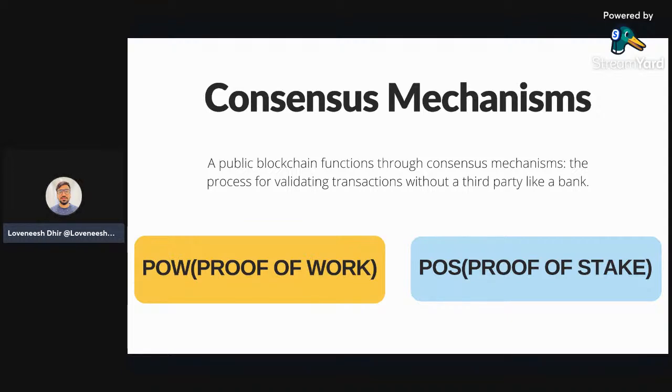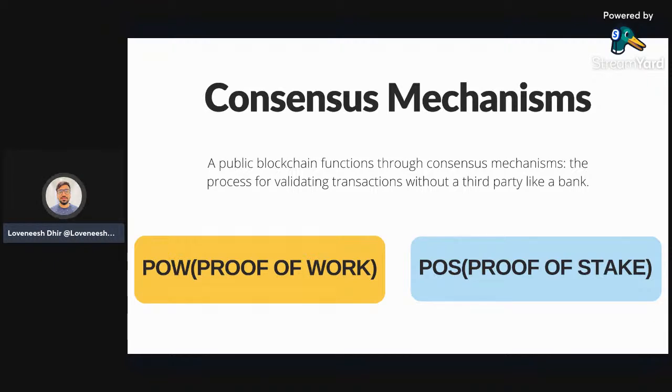So let's say that someone wants to mine bitcoin or any other cryptocurrency like ethereum. Ethereum also uses the proof of work mechanism as of now, but it is looking forward to stopping it in the coming days. Computers have to solve a mathematical equation, and for this they are rewarded with a cryptocurrency.